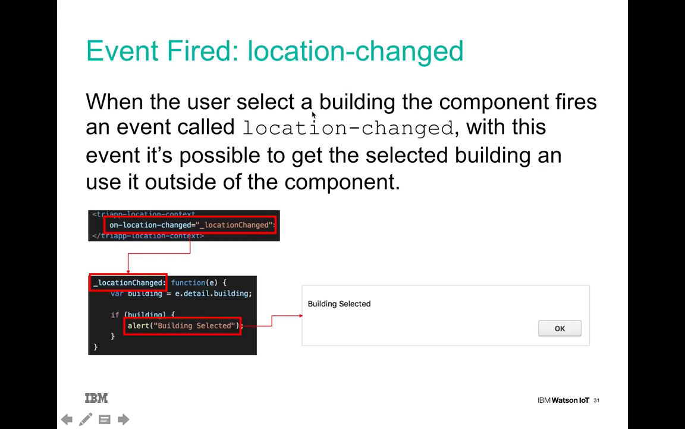When the user selects a building, the component fires an event called location change. With this event, it's possible to get the selected building and use it outside of the component. So in this example, when the event is fired, this function is called, and if there is a building, the alert will be displayed.